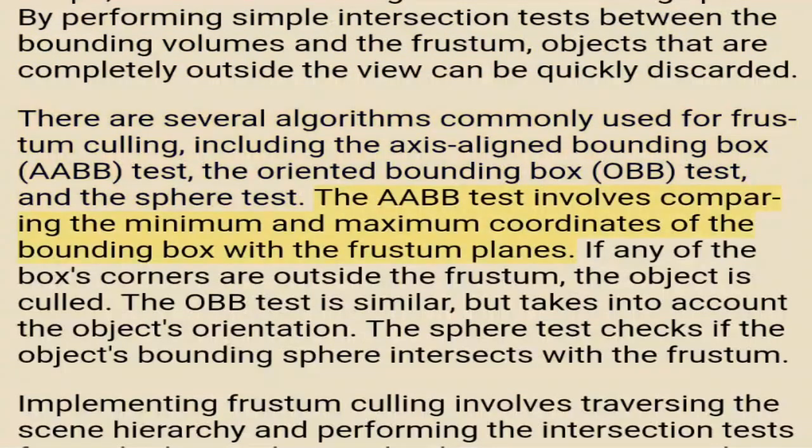The AABB test involves comparing the minimum and maximum coordinates of the bounding box with the frustum planes. If any of the box's corners are outside the frustum, the object is culled. The OBB test is similar, but takes into account the object's orientation. The sphere test checks if the object's bounding sphere intersects with the frustum.